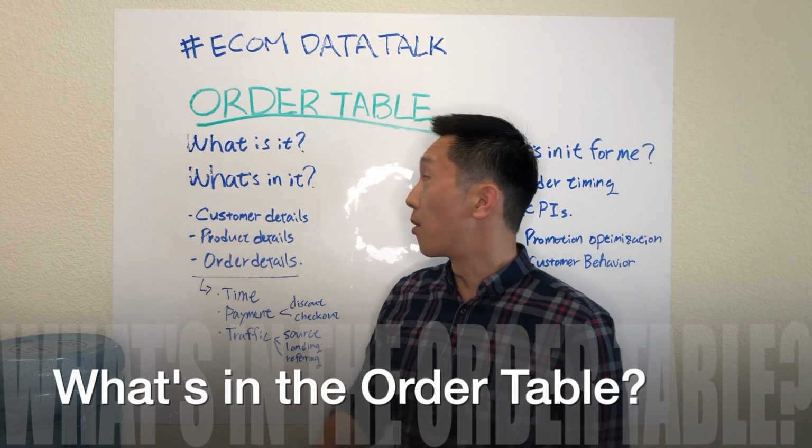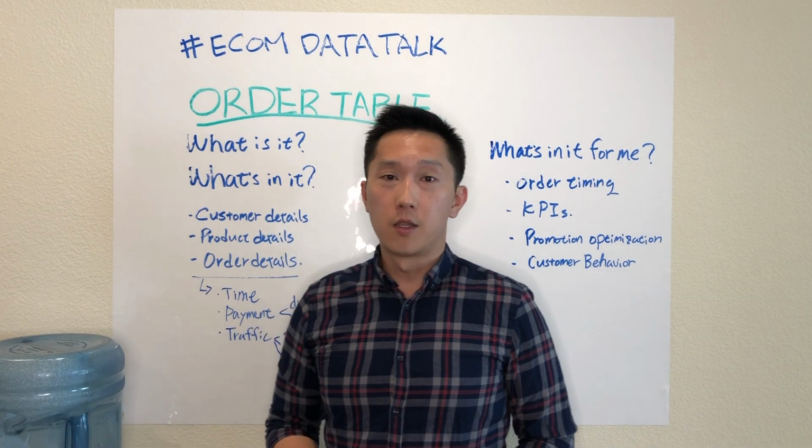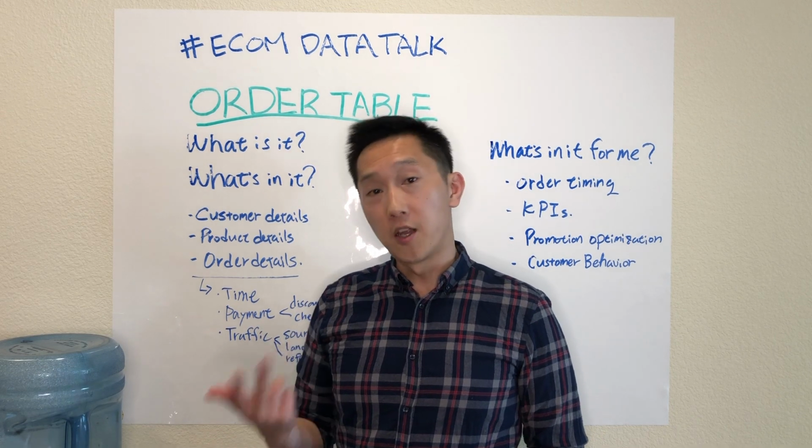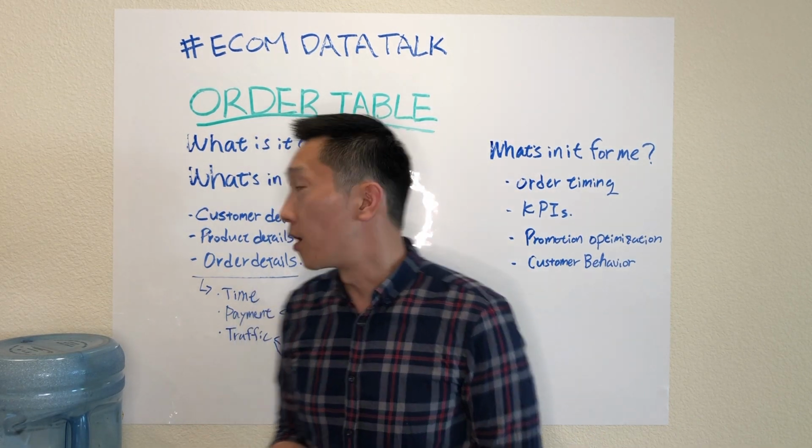So what's in the order table? Like we mentioned earlier, there is information about who the customer is, what products they bought, and some detailed information about the order itself. So let's focus on the order details.